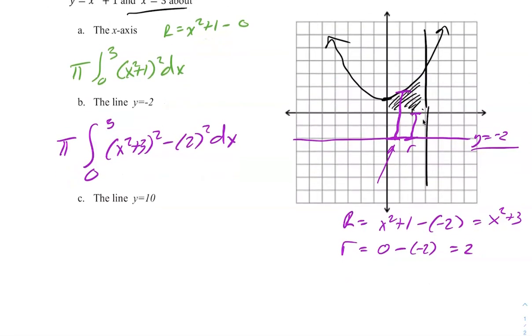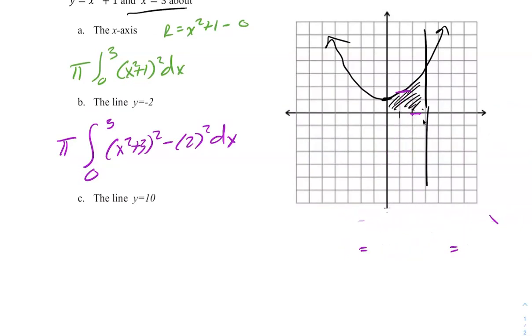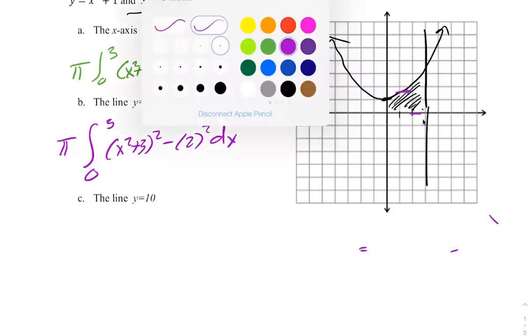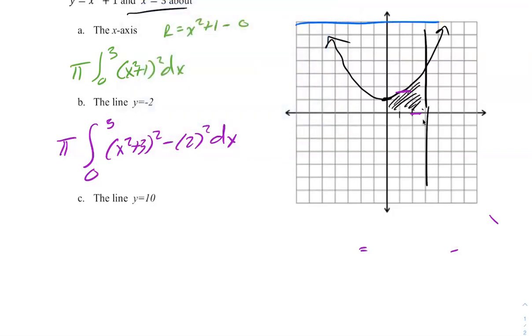And then the line y equals 10. Let me erase those so that doesn't confuse you guys. We'll do this in light blue. So let's say 10 right here. Same idea, we need bigger or lower, so all we do is draw a line to connect both lines. So I have a big R. The big R here is this guy, and that's 10 minus 0. It's just 10. And then we have a little r right here.